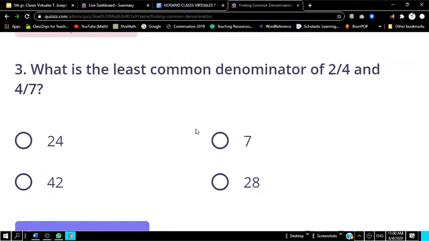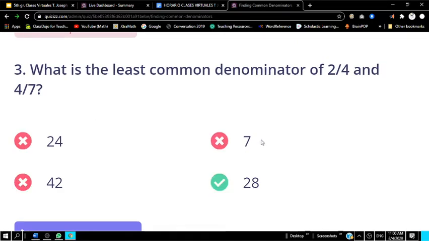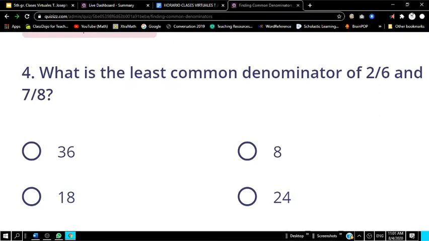Let's do one more problem. 2/4 and 4/7. List out the multiples of 4: 4, 8, 12, 16, 20, 24, 28. And 7, 7, 14, 21, 28. Okay, so both of those have 28 as their common denominator. All right, so we're going to use that as our denominator if we want to add them or subtract those fractions. Try to do this one on your own without my help.